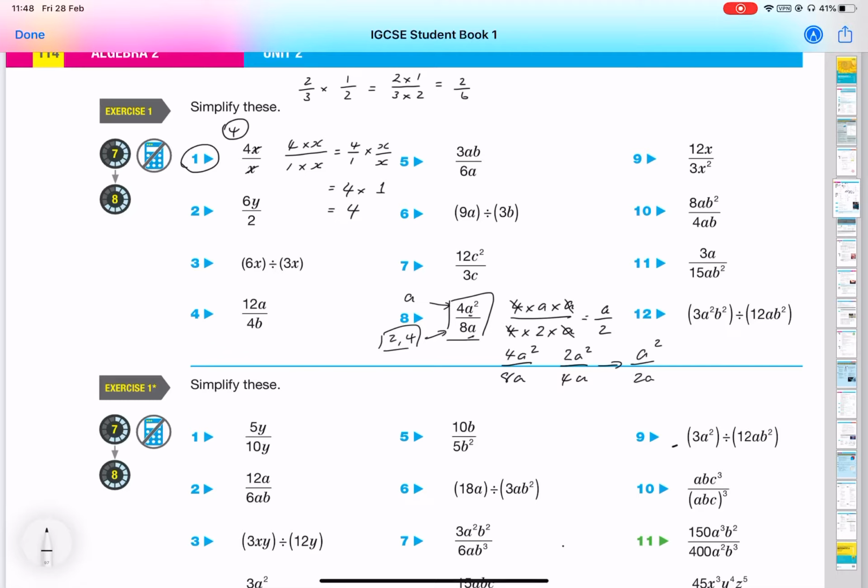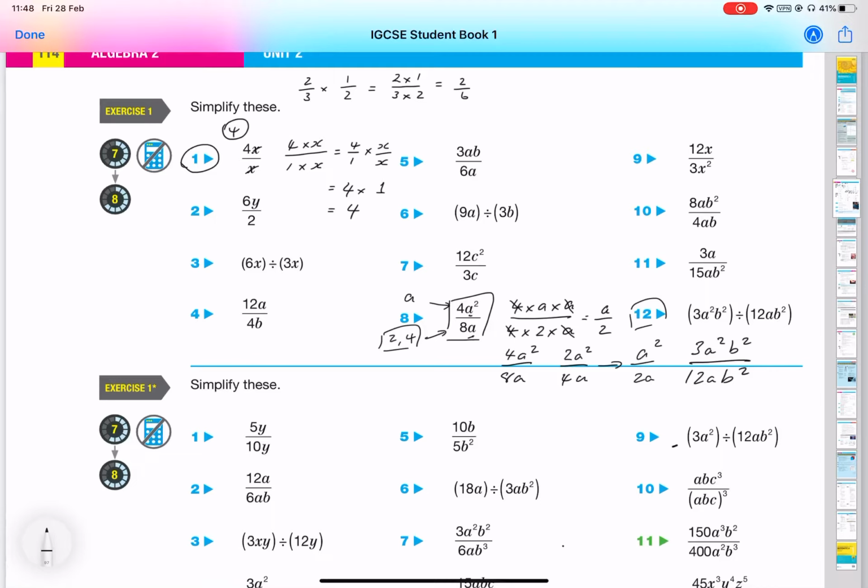You don't have to always do all the cancelling in one step. That will come with more practice. Okay. Now I'm just going to jump again to question 12 here, and I'm going to rewrite this. This says divided by, but what it means is it's going to be a fraction. So I'm going to rewrite it as a fraction, 3a squared b squared over 12ab squared.